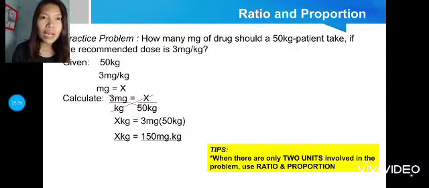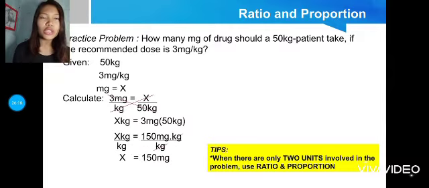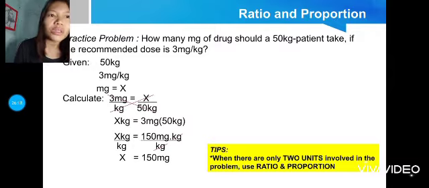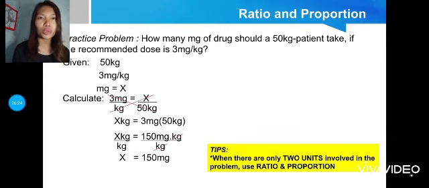Your x has a unit, so you need to divide that by kilogram to eliminate the unit. So, x now is equal to 150 milligrams. So, again, our tip for ratio and proportion, this is easier to use when there are only 2 units involved in the problem. So, we will use ratio and proportion.